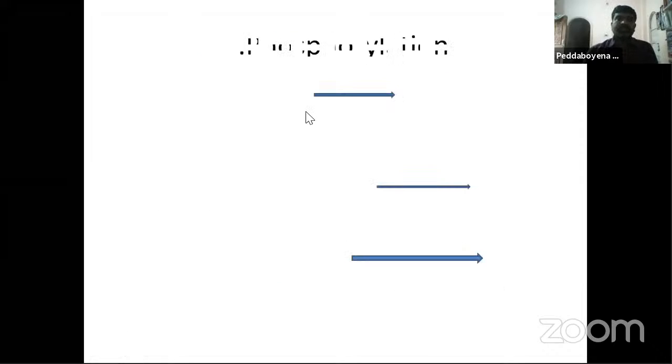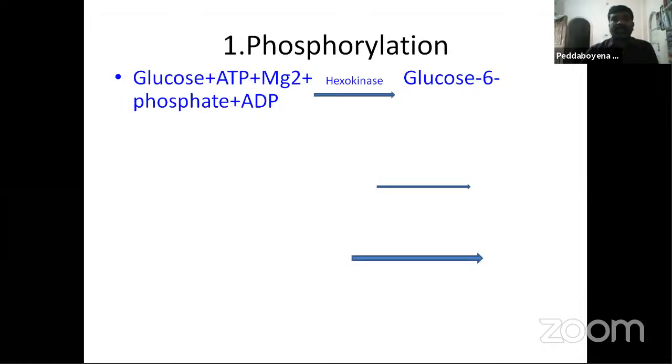The first process is phosphorylation. We know that the glucose combines with the ATP and, catalyzed by hexokinase, forms glucose 6 phosphate. ATP is consumed and is the phosphate donor to the glucose. One phosphate goes to the glucose, so glucose is formed as glucose 6 phosphate, and ADP is formed. So ADP.